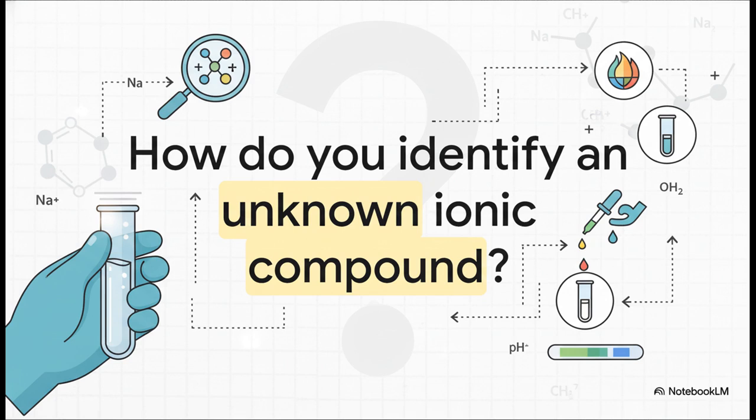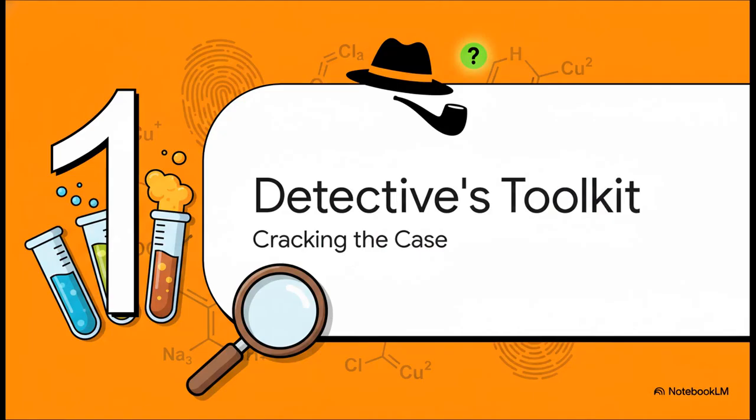Picture this. You're in the lab, and you get handed a test tube. Inside is a clear, unknown ionic compound. It's a total chemical mystery. Your mission, should you choose to accept it, is to become a chemical detective and figure out what's inside. Now, every good detective needs a toolkit, right? Well, in chemistry, our toolkit is a specific set of chemical tests. Think of each test as a way to get a clue. It might be a color change, maybe some fizzing, or a solid appearing out of nowhere. Each clue helps us to identify our chemical suspects.